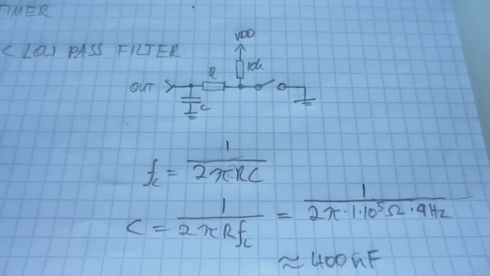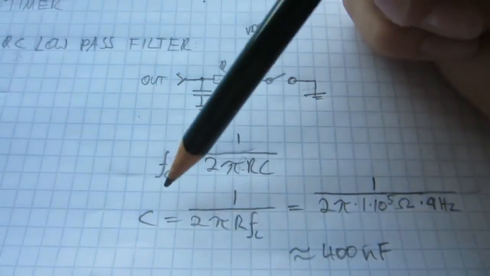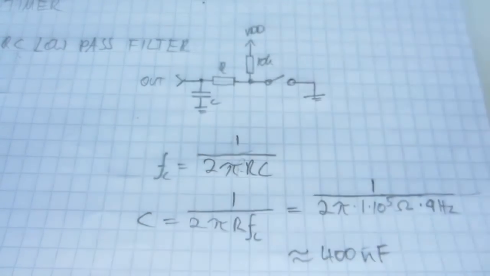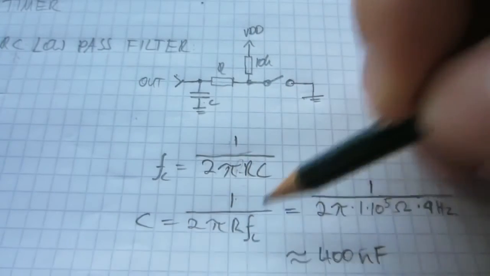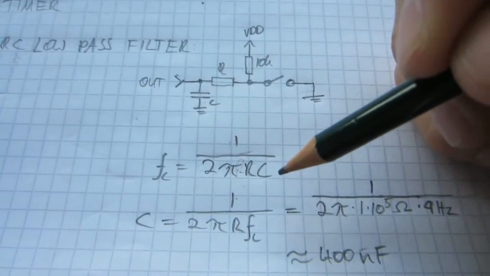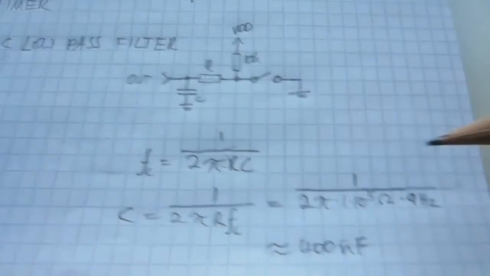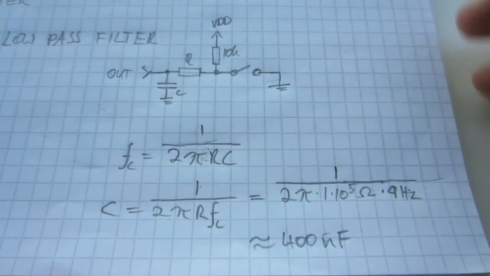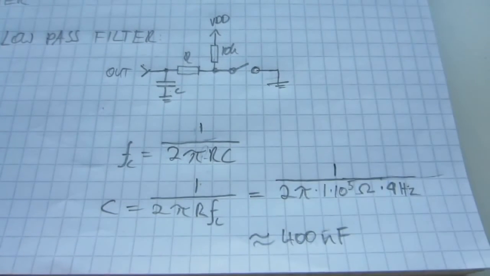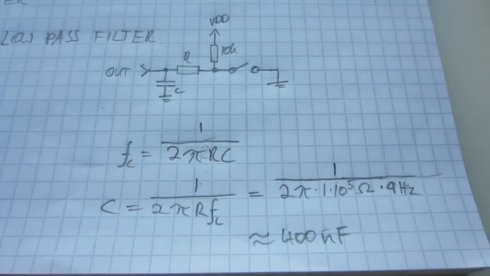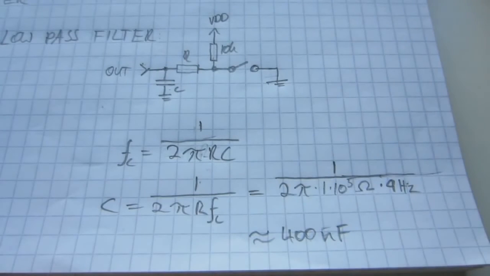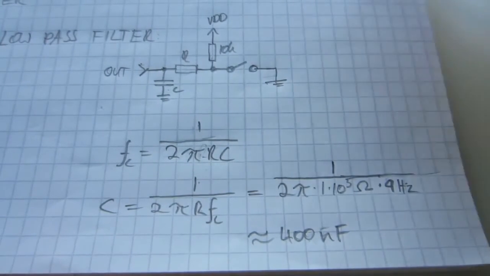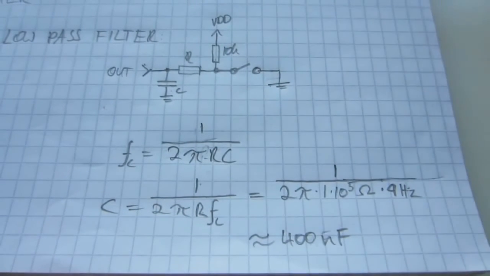So if we want to calculate the capacitance, the formula would be 1 over 2 pi times R times the cutoff frequency. Now let's say we want a cutoff frequency of 4 Hertz. So that means that we could detect button presses at up to 250 milliseconds. So every 250 milliseconds the button could be pressed and it would be detected as a single button press.